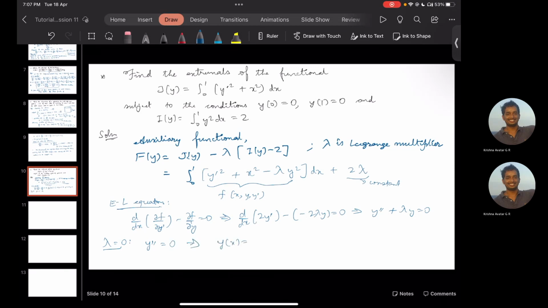And this gives us y of x is equal to c1 x plus c2, where c1 and c2 are the constants of integration. Let's determine c1 and c2 from the boundary conditions. Now y at 0 is equal to 0 implies that c2 is equal to 0. Likewise, y at 1 has to be 0. This implies that c1 is equal to 0. So this means that y is equal to 0. This is simply a constant function. However, you see that this doesn't satisfy I of y is equal to 2, right? Because in this case, y squared over dx is nothing but 0. So therefore, lambda is not equal to 0.